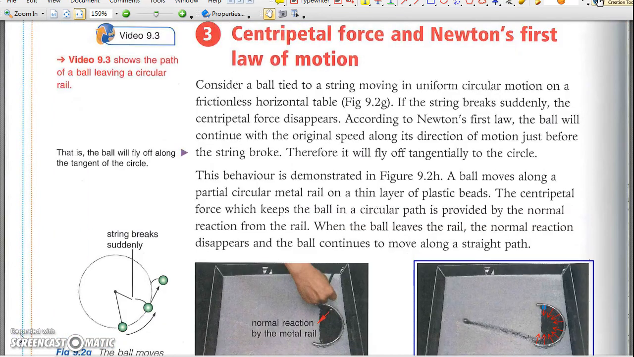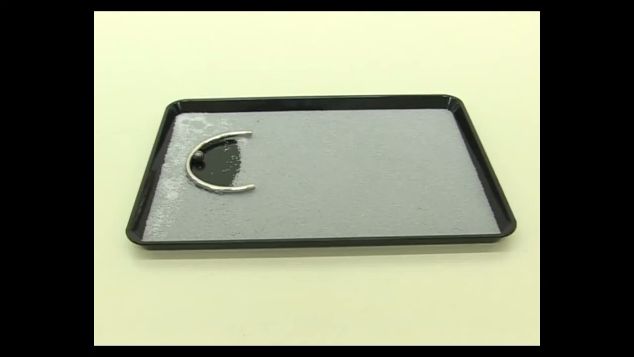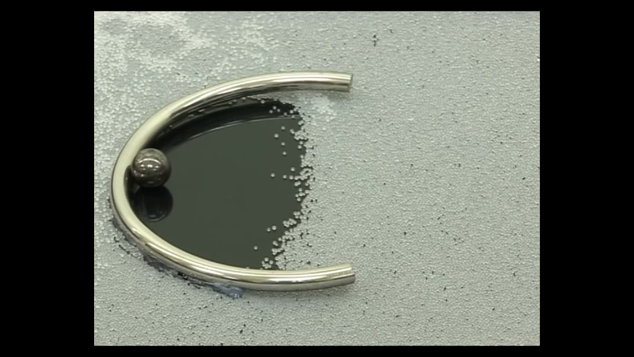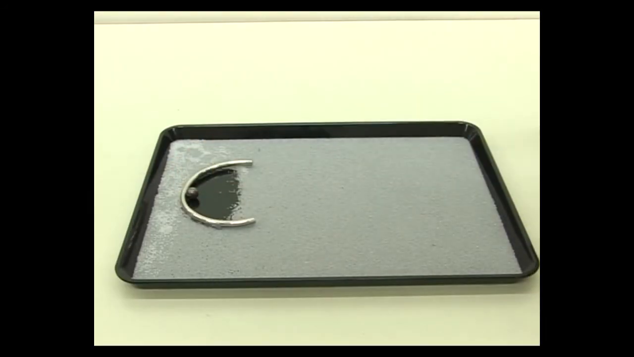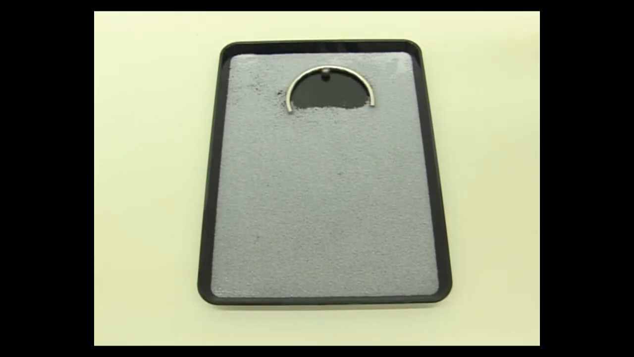3. Centripetal force and Newton's first law of motion. Take a look at the following experiment and see what happens when centripetal force is not supplied. There is a thin layer of small beads and a circular rail in a tray. Place a ball against the rail. Strike the ball to make it move along a circular path. What will happen when the ball leaves the rail? Watch the motion again from the other angle.